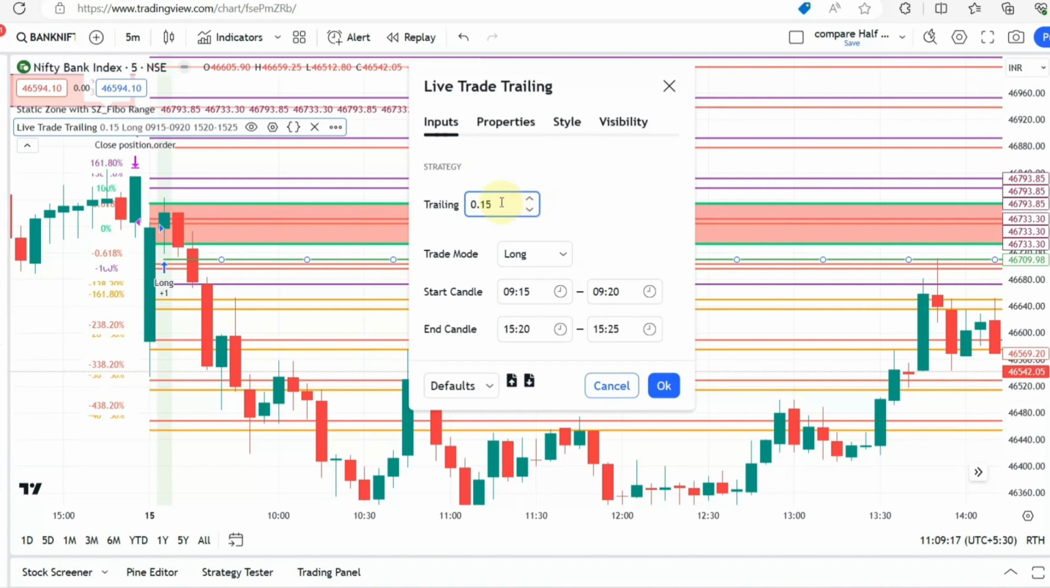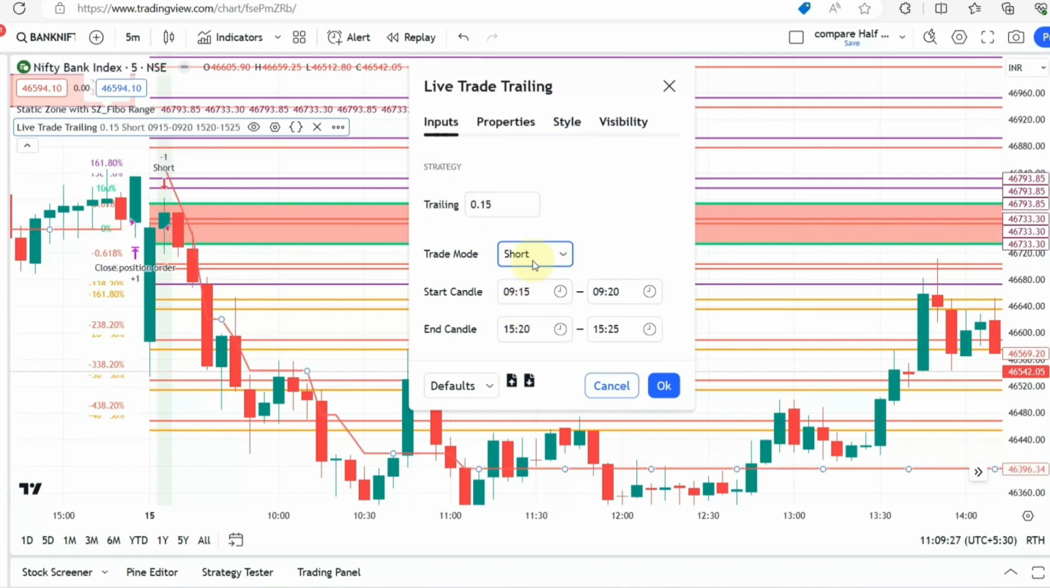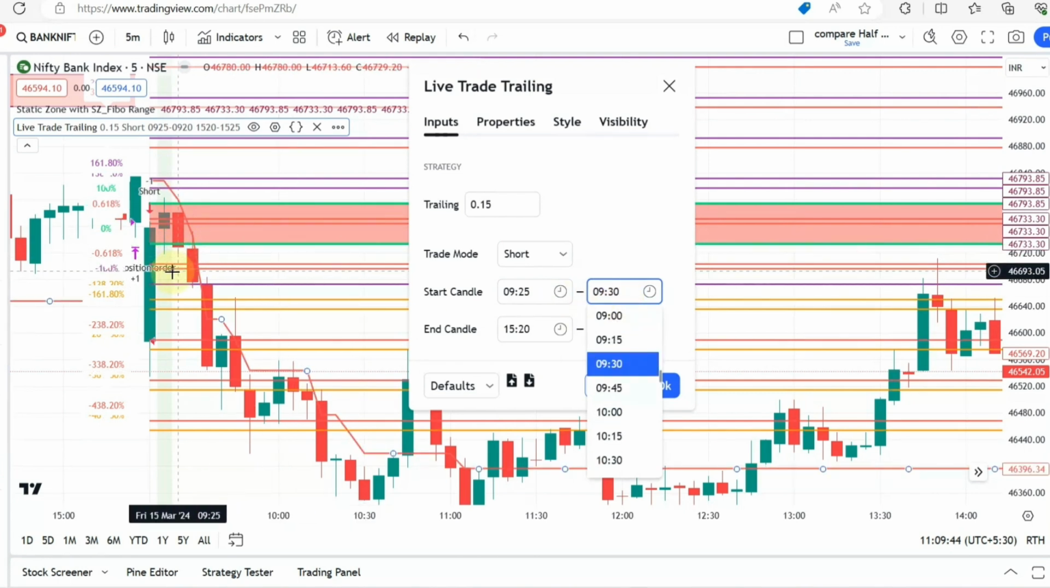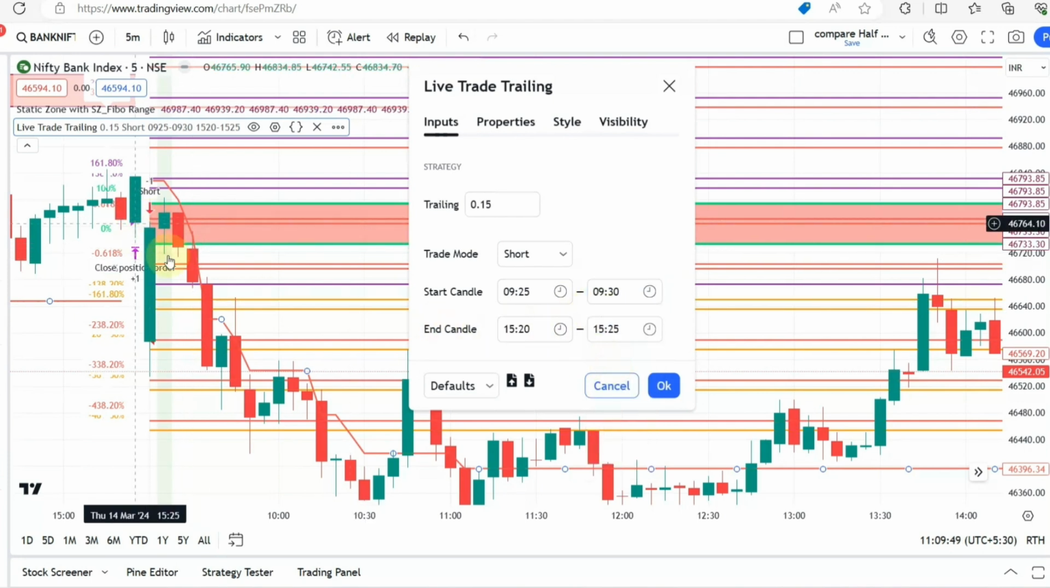stock or particular script. So basically, for small trailing we have given 0.15, and right now we are going to take a short entry, right? So I am going for short trade mode, and for example, if we are taking the entry after this candle, that means 925 candle only we are taking the entry, right? So we should fix, instead of 915, we should fix 25 to 30, the candle range. That means this candle is traded between 925 to 30, so I am giving this candle range. So once the candle ends, our entry will be taken here.